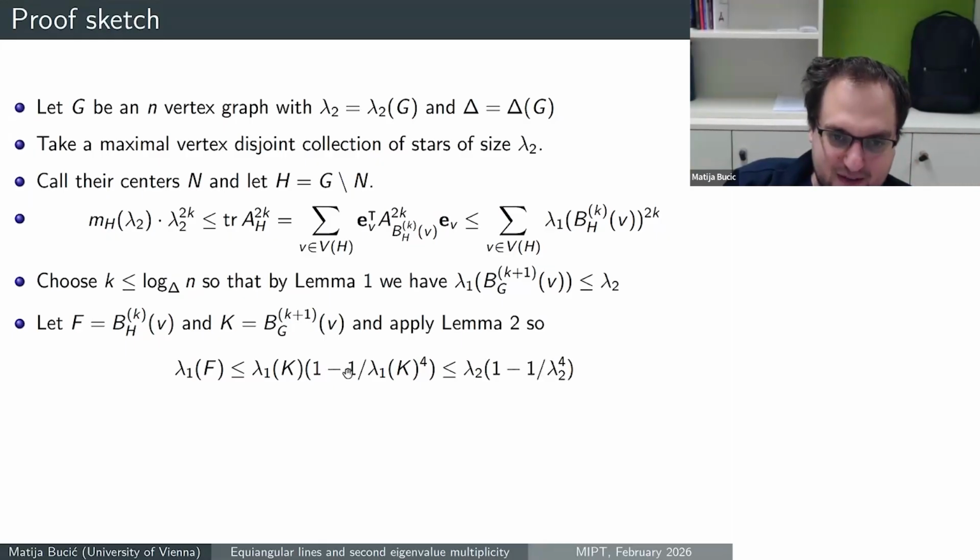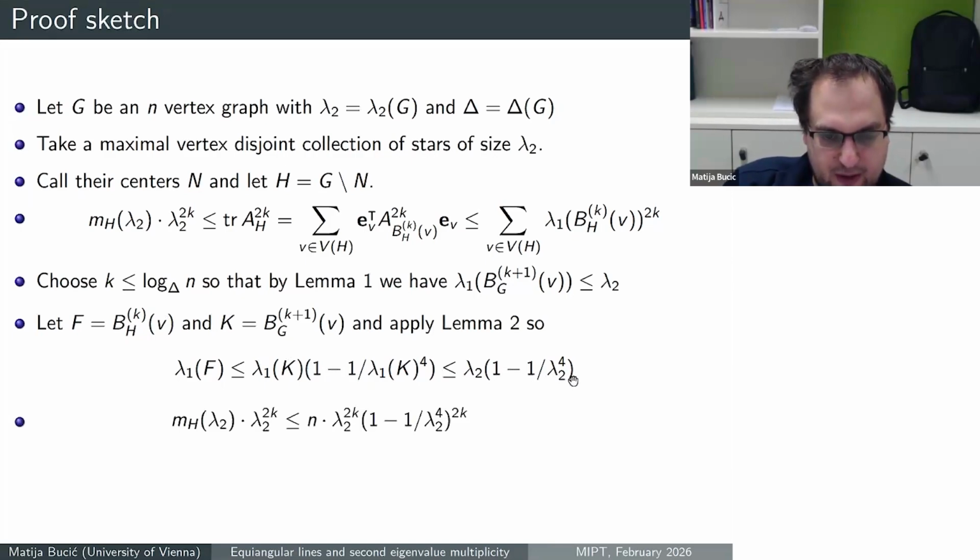And now we can just plug in the lambda 2 upper bound that we ensured by picking our k not to be too large. And we get an upper bound of this form, which is lambda 2 minus some polynomial in 1 over lambda 2. And now we plug that in on top. So we have the multiplicity times lambda 2 to the 2k, that's the left-hand side here. And the right-hand side is just n times this term taken to the power 2k, times this term to the power 2k.